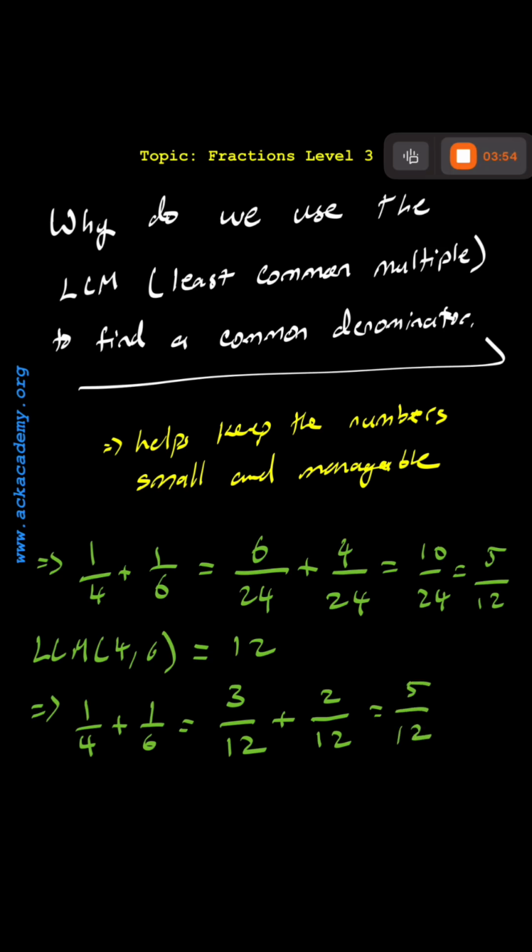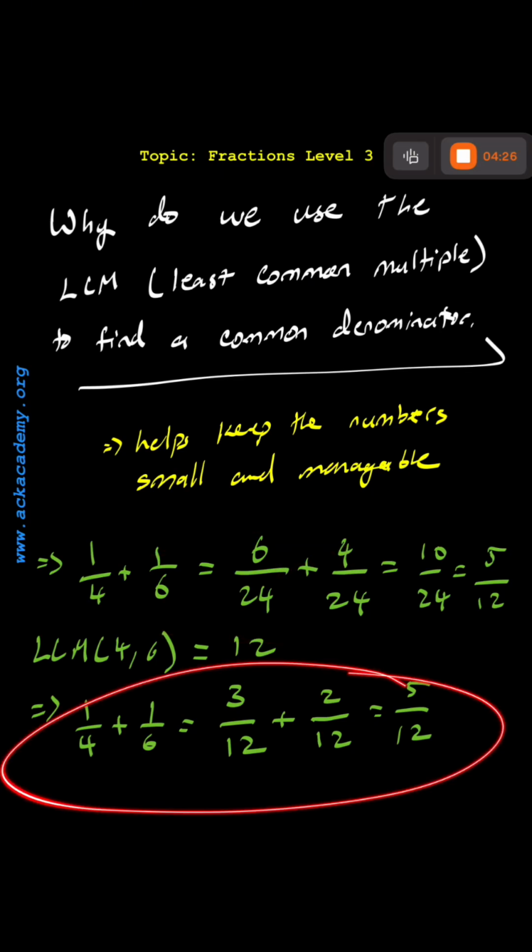Now, is this step worth doing, versus just multiplying and doing this? It doesn't really matter, but the point is, when you find the LCM, you'll get it in a way that helps to keep the numbers small and manageable. So dealing with this is definitely better than dealing with this. That's the idea. Doesn't mean this is wrong. This is 100% right. This is also 100% right.